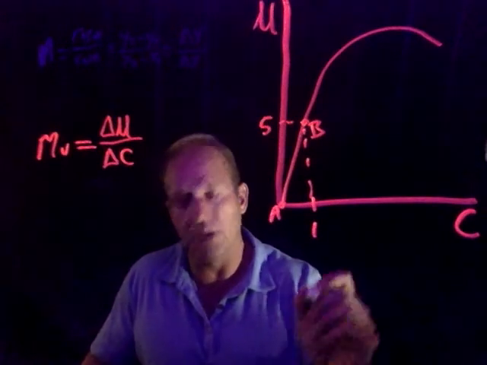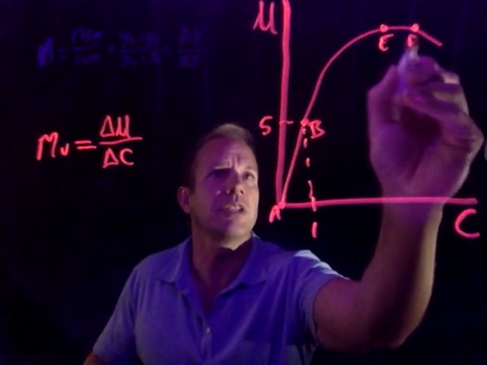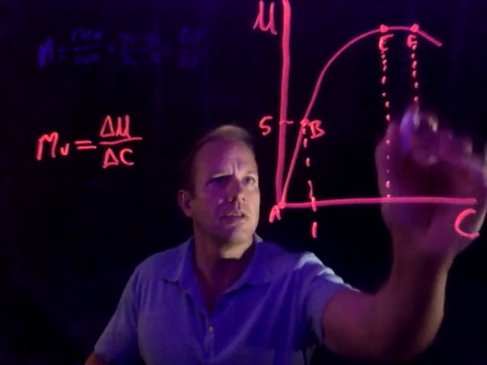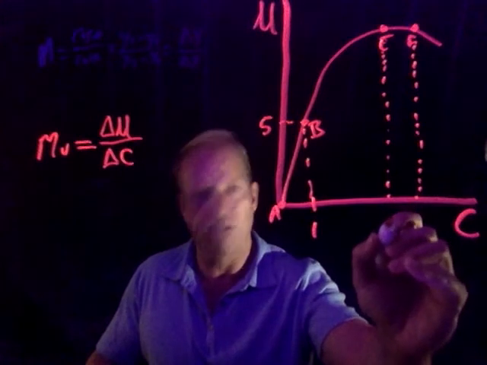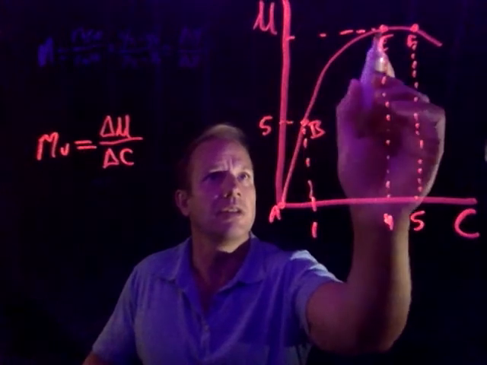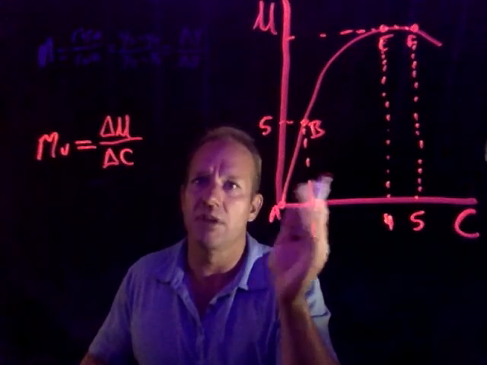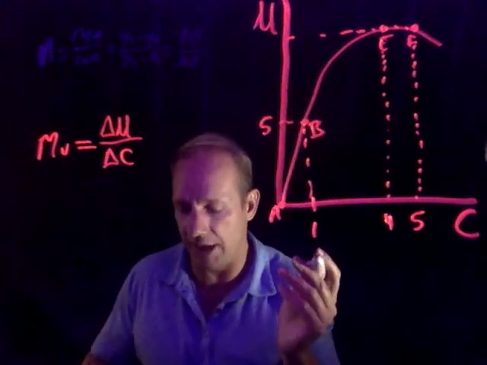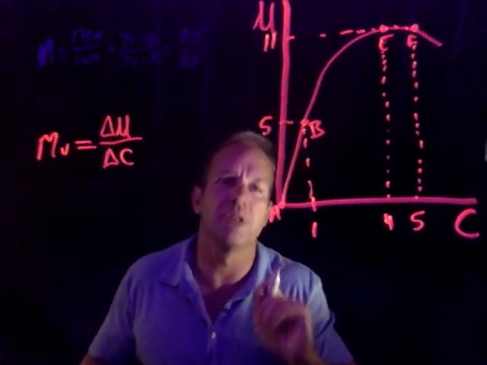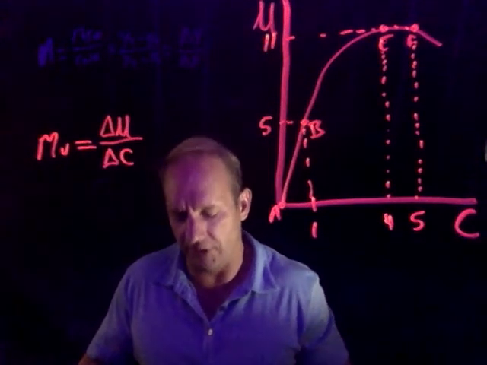So where the slope is 0, or where the marginal utility is 0, is from E to F, and that corresponded to going from 4 units to 5 units, because the total utility was the same. The change in utility was 0. The total utility was the same at 11 utils of utility for that 5th, let's say, glass of lemonade. 5th unit of consumption.